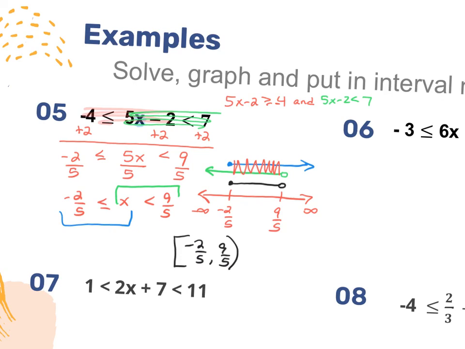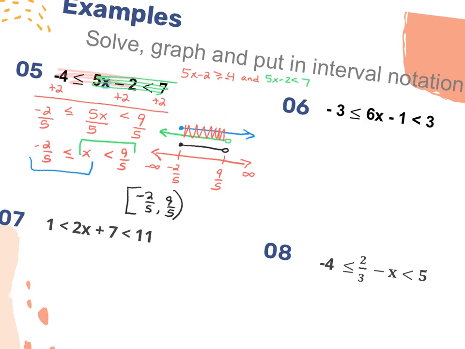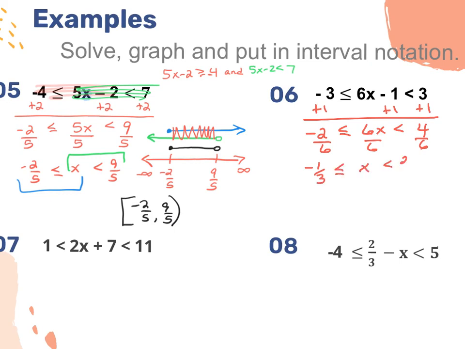Let's try number 6. Again, my goal is to get x by itself. So I'm going to get rid of the 1 first. All right, so we're going to add 1 to the left, to the middle, and to the right. -2 less than or equal to 6x, which is less than 4. I'm now going to divide everything by 6. This will simplify to -1/3, and this to 2/3.